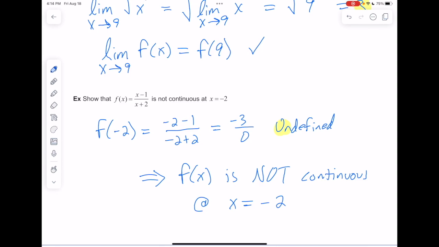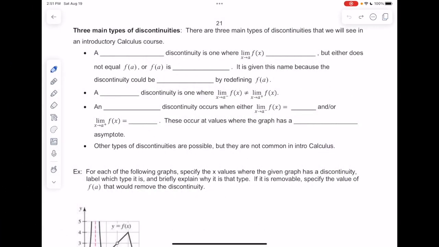And there's other ways that we can fail that continuity test, and we'll see some of those as we continue on. All right, on the previous page, we defined what a continuous function was. We had an example where we showed how to see a function was continuous at a point, and then importantly, we also saw an example of a discontinuity. And now we're going to look at the three main types of discontinuities that we will see in an introductory calculus class.